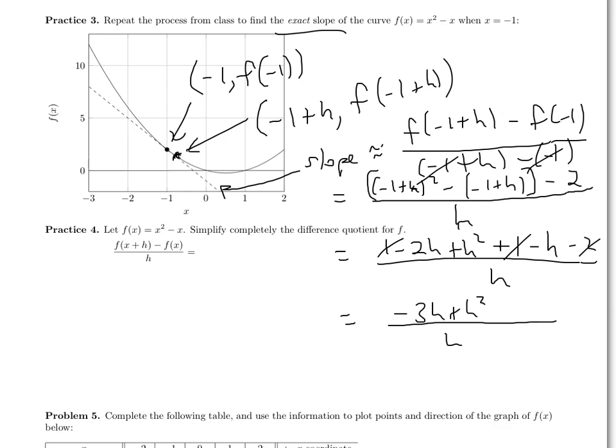So I can factor out an h. I'll just write an equal sign. So I can factor out an h and cancel it, and what I'm left with is -3 plus h.